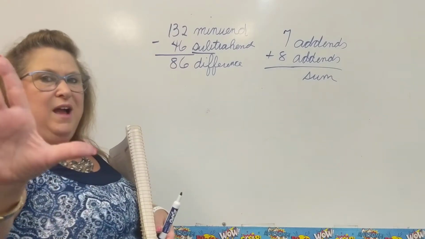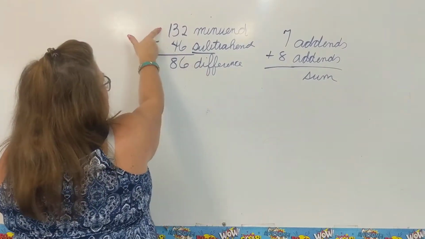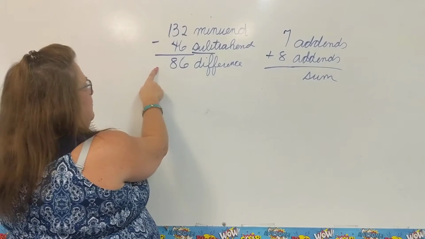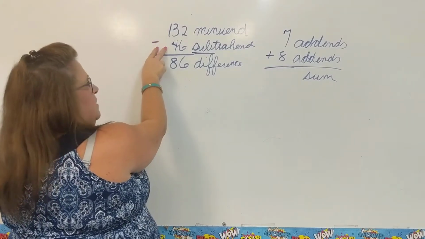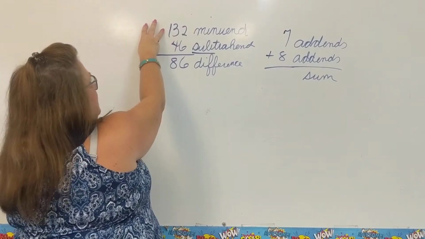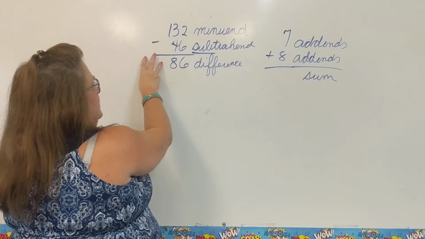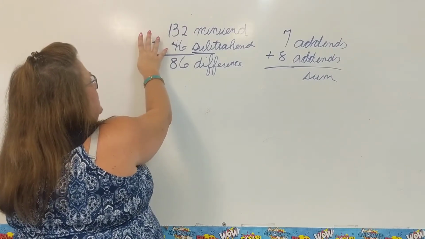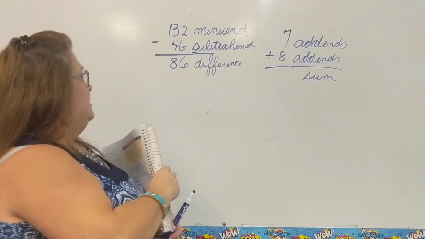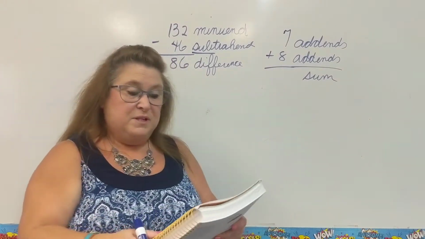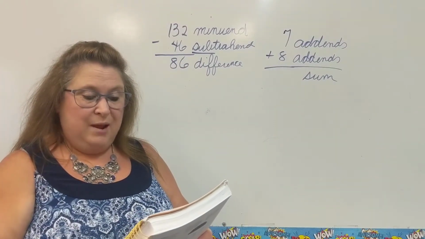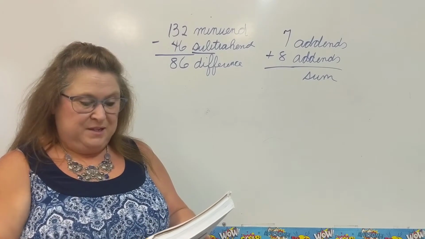Let me hear us say it 5 times together. Minuend, subtrahend, difference. Minuend, subtrahend, difference. So those are what we call the numbers that we are subtracting and what we call their answer, okay?